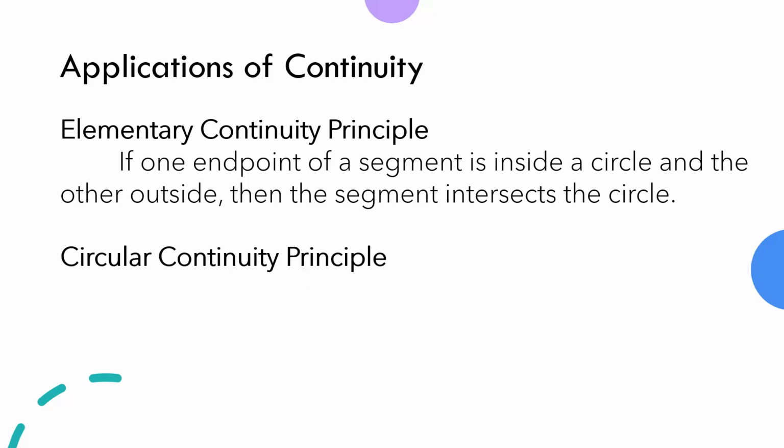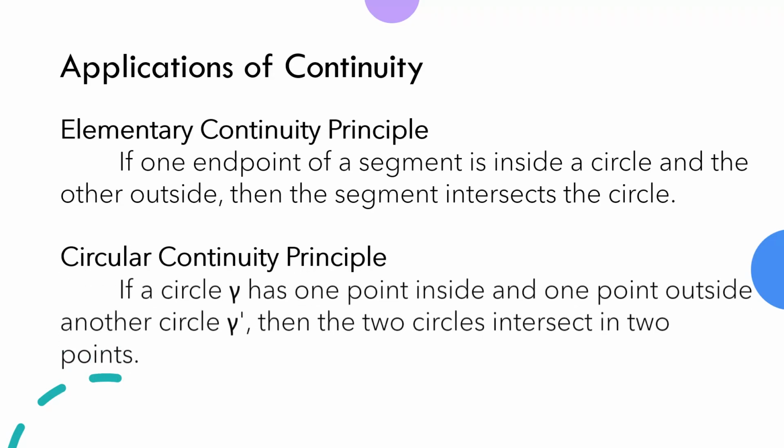So, the circular continuity principle: if a circle gamma has one point inside and one point outside another circle, gamma prime, then the two circles intersect in 2 points. This combines the elementary continuity principle with circle geometry. It ensures that expected circle intersections actually exist, and it is the foundation for all compass and straightedge construction involving circles.